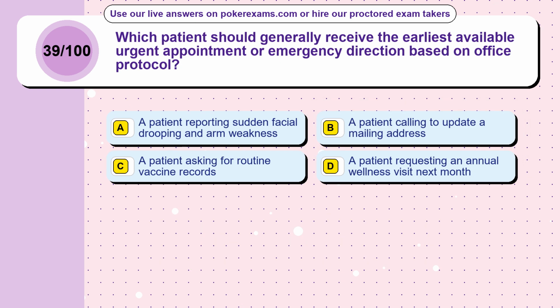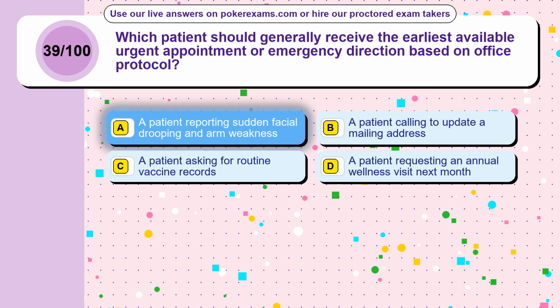Question 39. Which patient should generally receive the earliest available urgent appointment or emergency direction based on office protocol? Option A. A patient reporting sudden facial drooping and arm weakness. Option B. A patient calling to update a mailing address. Option C. A patient asking for routine vaccine records. Option D. A patient requesting an annual wellness visit next month.